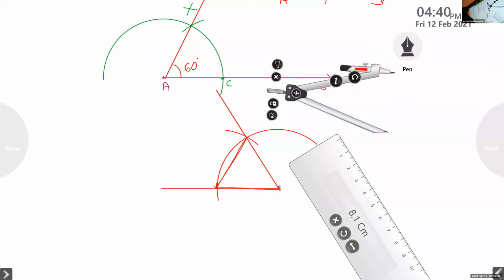This triangle is an equilateral triangle, so all angles will be 60 degrees. That is why you are getting this corner 60 degrees, this corner also 60 degrees, and this corner also 60 degrees. Clear? Yes, ma'am.